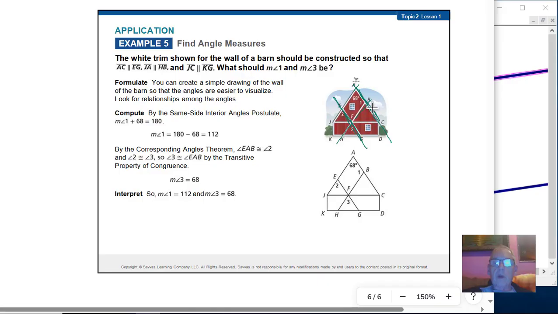Supplementary, so the measure of angle 1, if this is 68 degrees, these are same side interior angles. 180 take away 68 gives us 112 degrees for angle 1. A pair of corresponding angles for 1 would be this other angle here on the other side of F. This angle here would be 112 degrees also. And we've got 68s and 112s sort of alternating around the diagram.